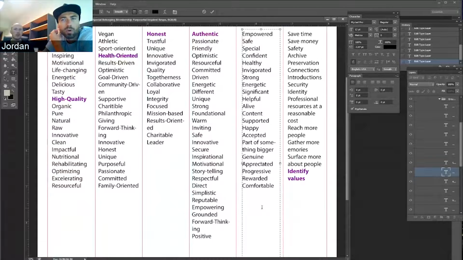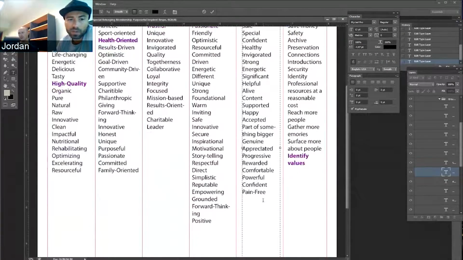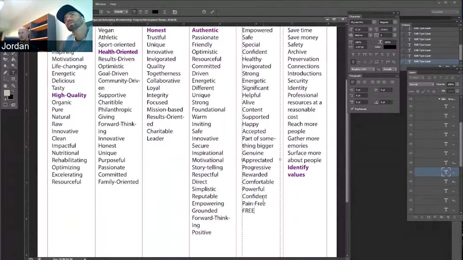Healthy, alive, invigorated. What are some more words? Powerful? Yeah, I think so. If you're feeling good inside and mentally, you're powerful. Confident. Pain-free. It's true. We make them feel clean. We make them feel free, liberated, confident, pain-free. What's liberated again? It just sounds good. Yeah, free, liberated, same thing.